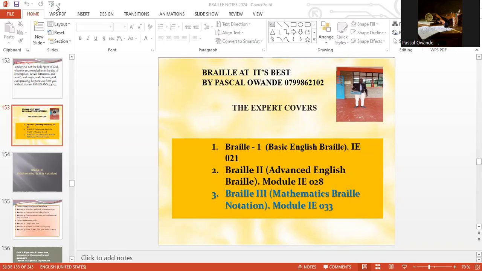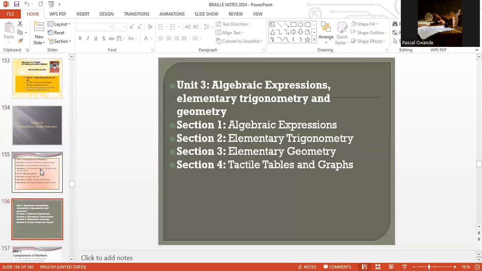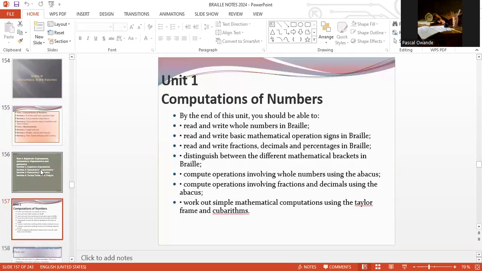Thank you once again for your attendance, your patience. We are introducing you to mathematics Braille notation, IE 033. And so, as I said yesterday here, we are going to look at the computation of numbers, very, very key. Under the numbers, by the end of this unit, as a student, you should be able to, and as a teacher, your students should be able to read and write all numbers in Braille.